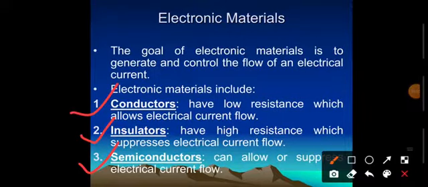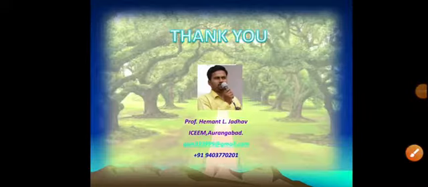As far as this video is concerned, we will stop here, and from the next video or next session we will start again from the electronic materials, and then one by one we'll discuss each and every component and circuit, active components and their applications, and the circuits based on those applications.